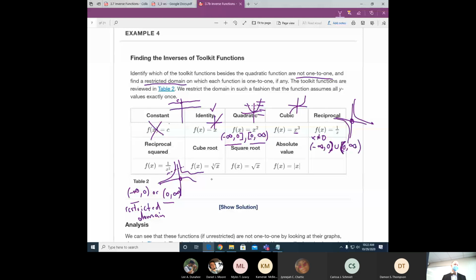Cube root. I can take the cube root of anything and get a single number back. So this is 1 to 1. Square root. Uh-oh. I have to define my square root as I'm taking the positive square root, and x can never be less than 0.